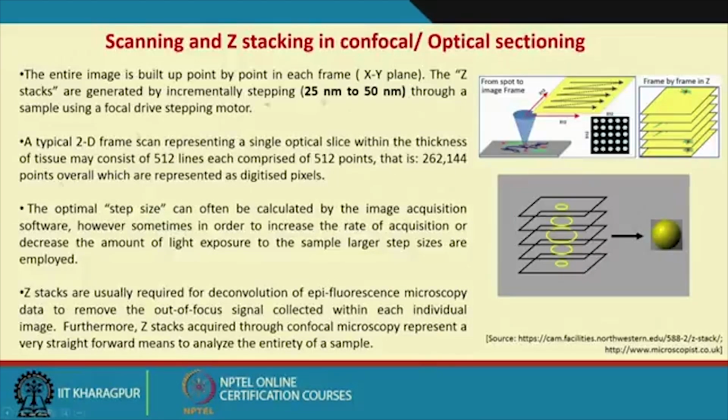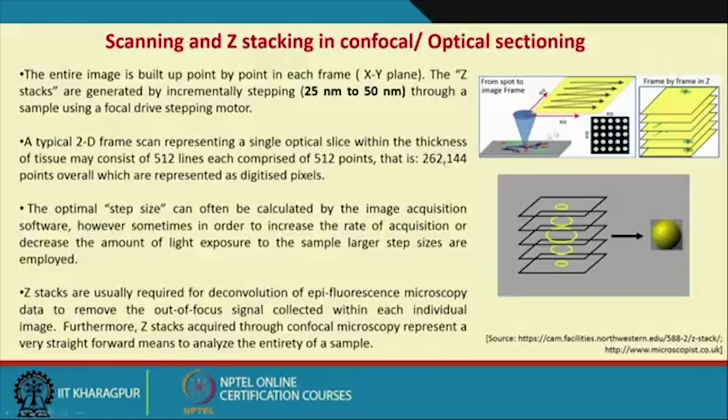That means the scan mirror scans in the XY plane pixel by pixel. These are the lines, and this is the figure of 512 by 512. You can increase the number of lines to increase the pixel density. So, this is one XY plane scanned. To go to the next XY plane, a stepping motor moves by 25 nanometer to 50 nanometer, and again it scans in the XY plane.